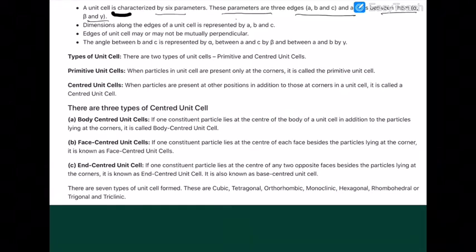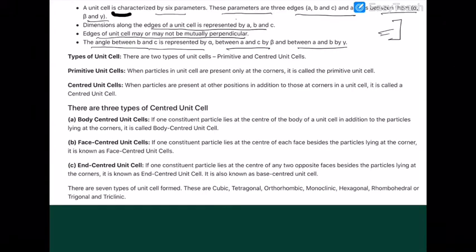Now the dimensions along the edges are called a, b, c. Edges may or may not be perpendicular to each other. The angle between b and c is alpha, between a and c is beta, and between a and b is gamma. So please go through the previous lectures where we have discussed all these things at length.